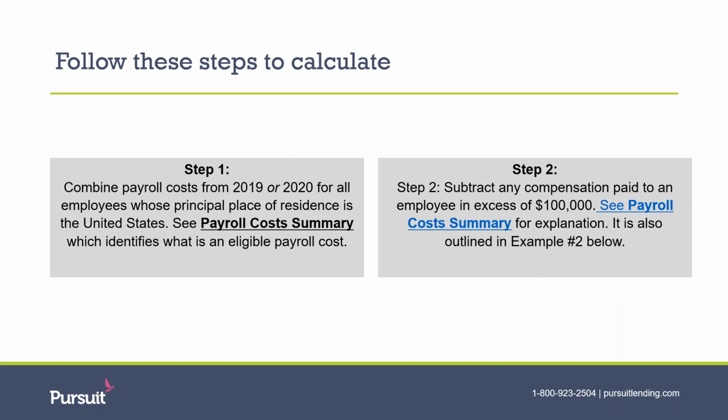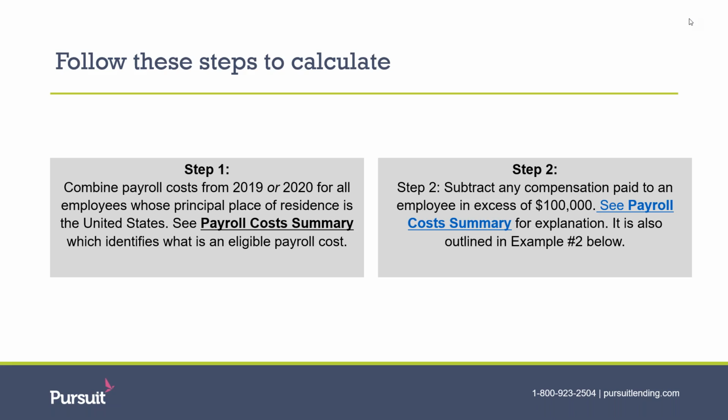Now we're going to move on to the steps to actually calculate the loan amount. The first step is going to be to add up all of the payroll costs that we talked about previously. This will include the gross salaries paid to employees. It will include those benefits, whether that's healthcare, retirement, and other fringe benefits that are incorporated into the average payroll cost. And we're going to add those together. If you need more information on what calculates as an eligible payroll cost, please see our payroll cost summary on our website.